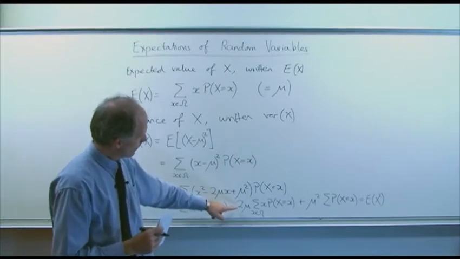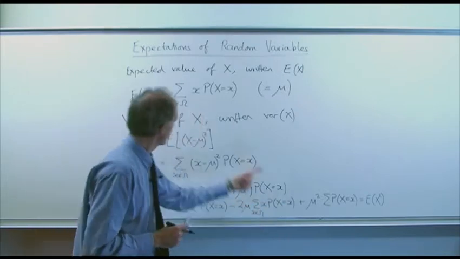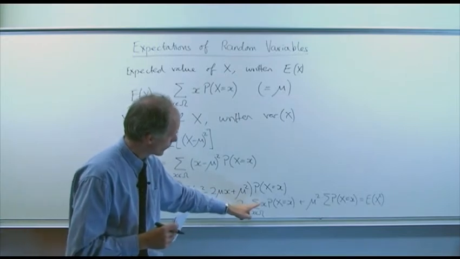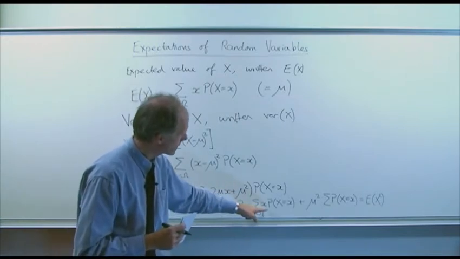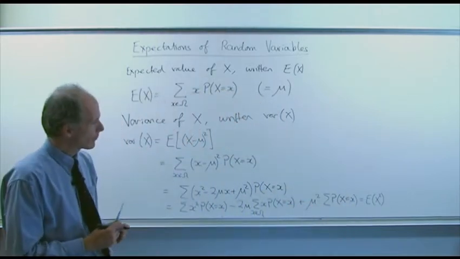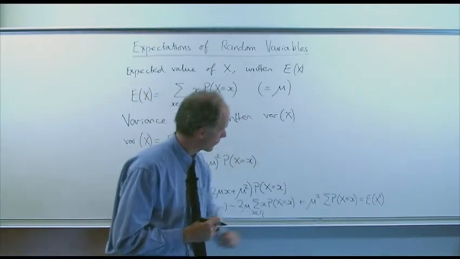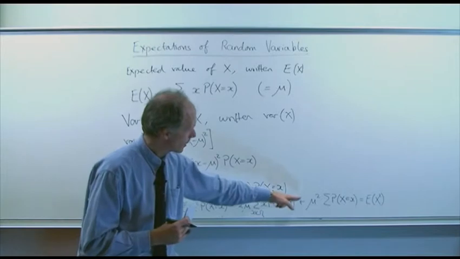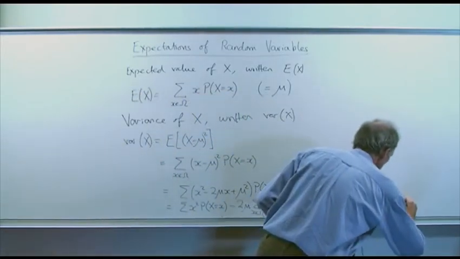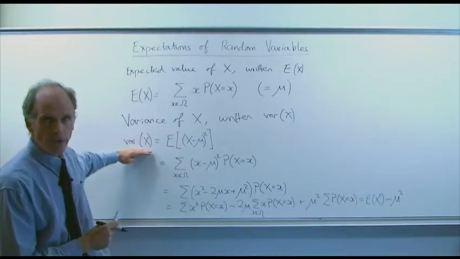The second term is minus 2 mu times this quantity, which we can see up here is simply mu. So it's minus 2 mu times mu, minus 2 mu squared. And the third quantity, this sum, by the properties of the random variable, the sum of the probabilities is 1, so that's plus mu squared. So we have minus 2 mu squared plus mu squared, which leaves us with minus mu squared. So here we have another representation of the variance.